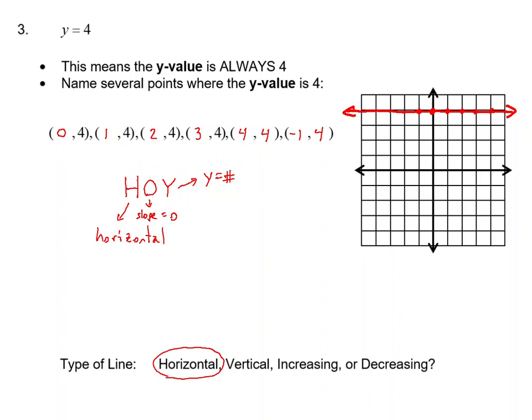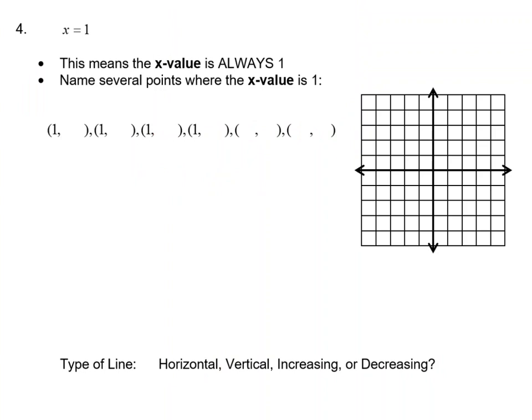Let's look at our next special case. This is x equals 1. This means the x value will always be 1. Let's list some points where the x value is always 1. How about 1, 0, and 1, 1, and 1, 2, and 1, 3? How about 1, 4? And how about 1, negative 1? Let's start to plot all of these points and see what happens.